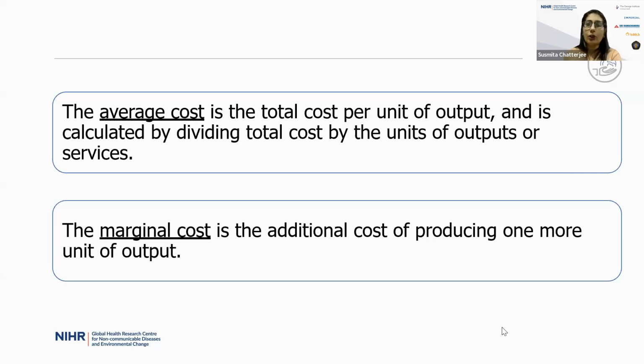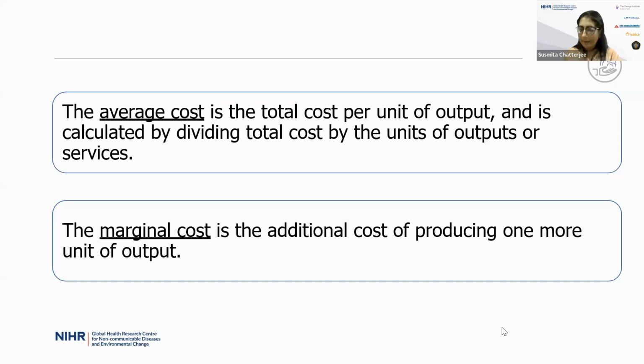Average cost, I'm sure all of you know. Total divided by number of outputs, whatever it is. So basically, if your cost is 100 rupees and your output is 10, 100 divided by 10, simple average, the way we do average, right? So average cost is total cost divided by the number of outputs, whatever output you have. Total cost divided by number of children vaccinated, or suppose total training cost divided by the number of participants. That's the average cost. It's a very simple thing. Total cost divided by the output.